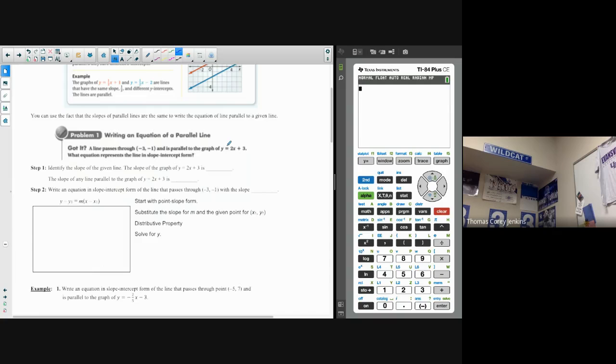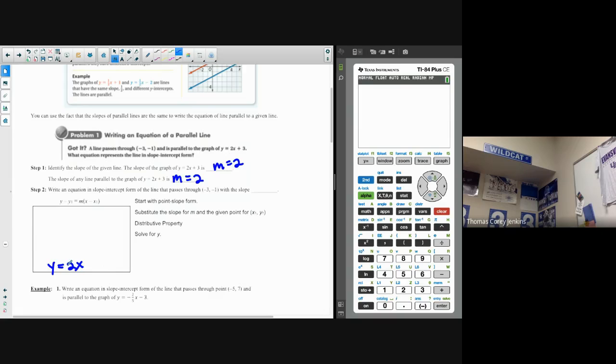Okay, so here's the easy part. It says identify the slope of the given line. So the slope of the given line is 2. I know that because it says 2 times x. The slope of any line parallel to this is also the same as that, so it would be 2. So it's as simple as that to know that part of my final answer is going to be y equals 2 times x, just by looking at that. If it says parallel to this, and that's 2x plus 3, then I know my parallel line is going to start with y equals 2x. So that's the easy part.